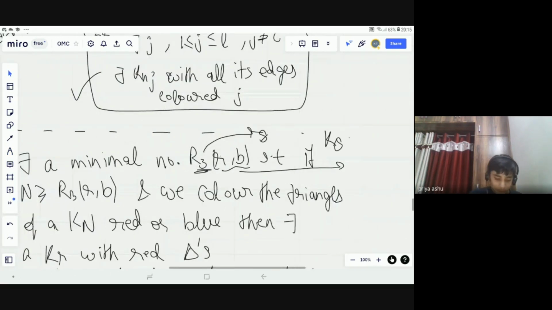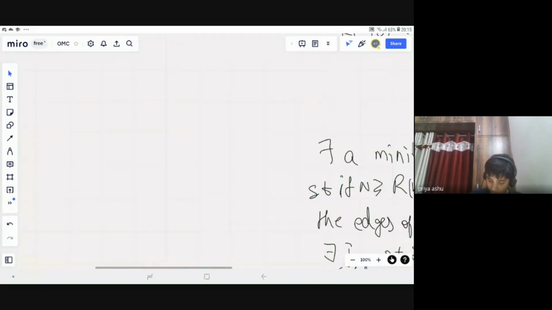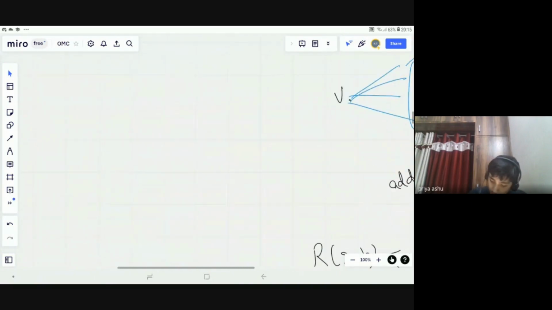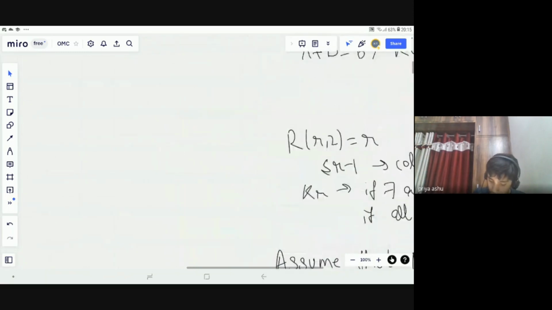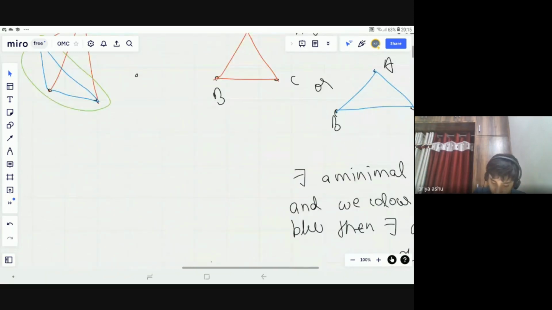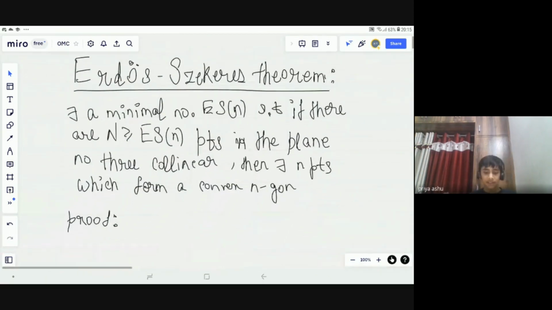So now what we wanted to prove in the beginning of the lecture, I said that we would be proving this theorem. It is the Erdos-Szekeres theorem. That is, there is a minimal number ES of n such that if there are capital N greater than or equal to ES of n points in the plane, no 3 collinear, then there exist n points which form a convex n-gon. So is the statement clear?